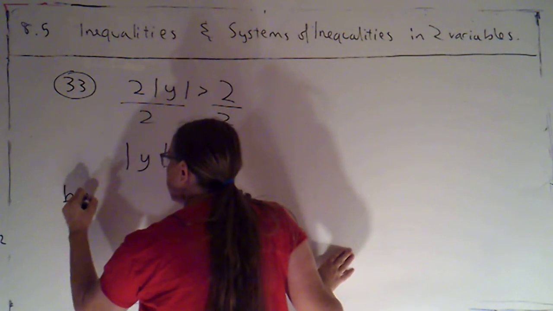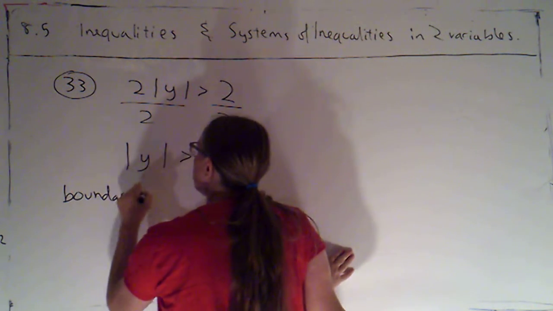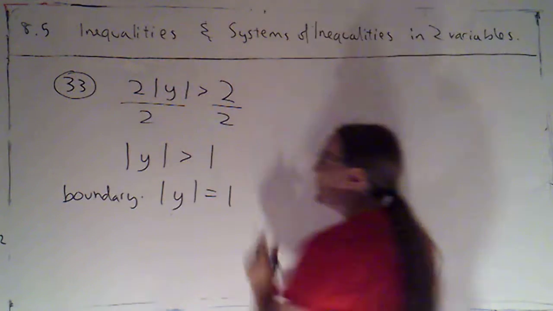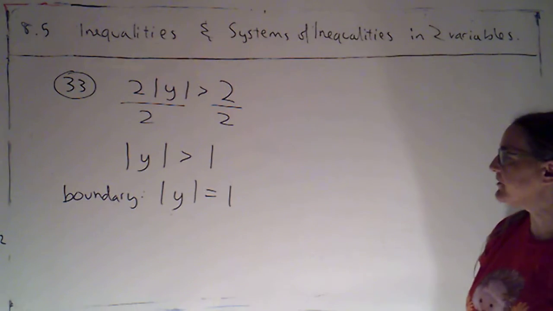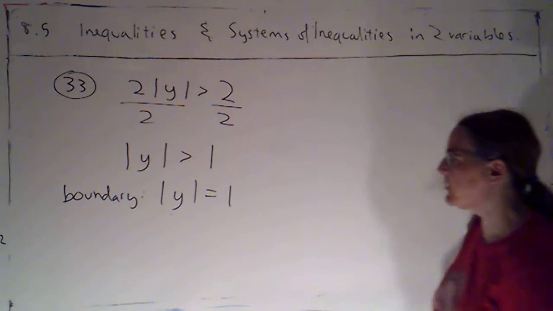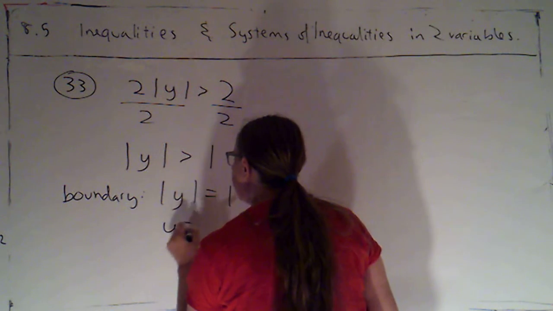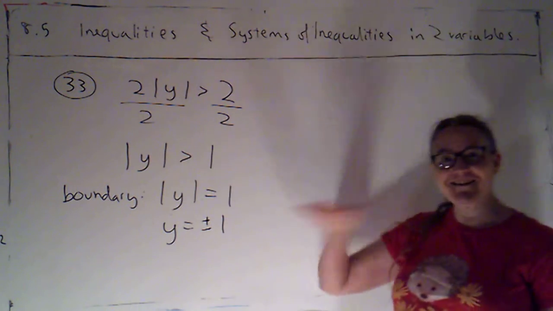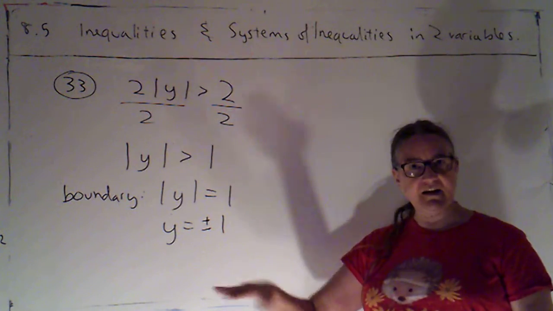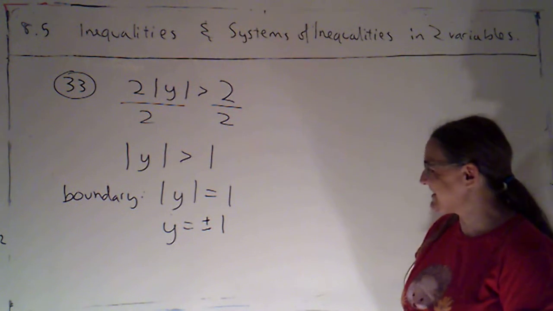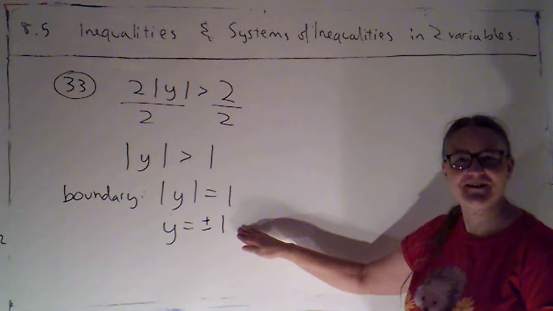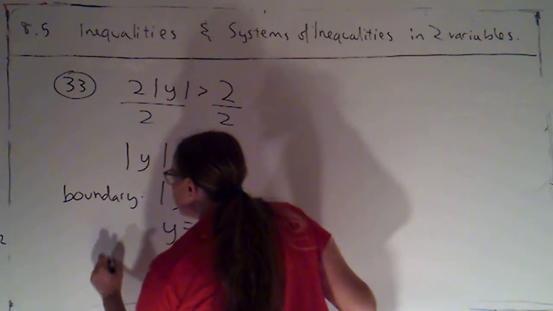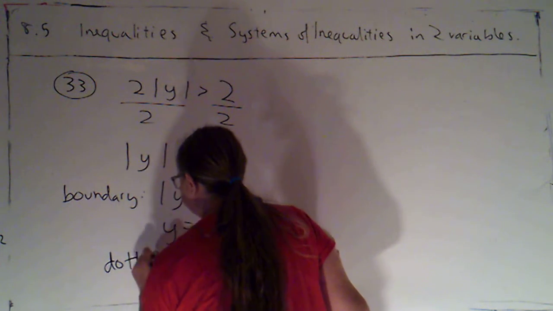The boundary is what we get when we replace that inequality with an equal sign. Absolute value of y equals 1, which means y would equal plus or minus 1. Remember, when y is constant, that's giving us a horizontal line. So our boundary curves, in this case, are 2 horizontal lines. Because that's a strict inequality, those are going to be dotted lines.